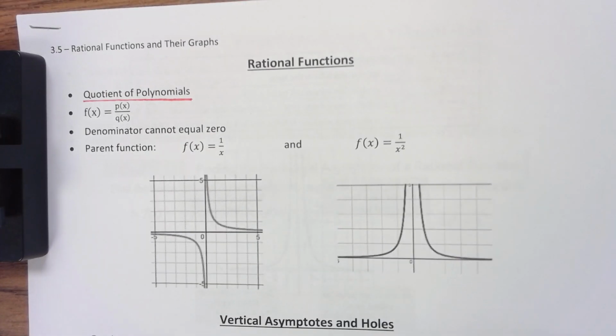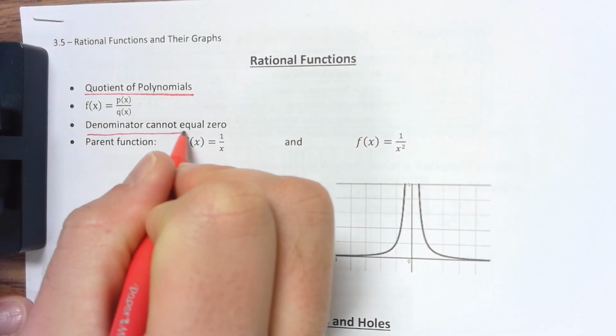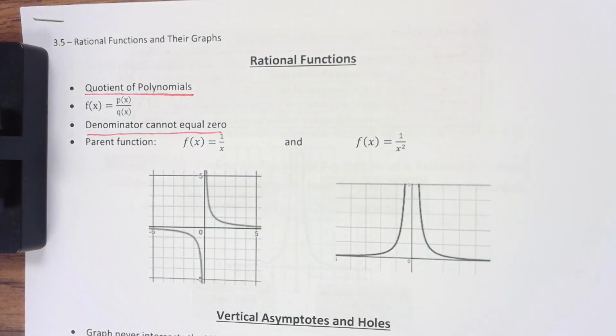One thing we just did in the warm-up is determine that the denominator cannot equal 0. And that's going to do something to our graph. And that's really what we're working on today and tomorrow, is being able to graph these rational functions.